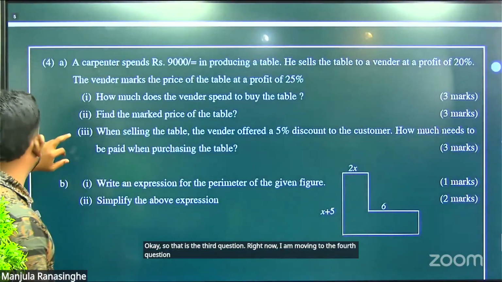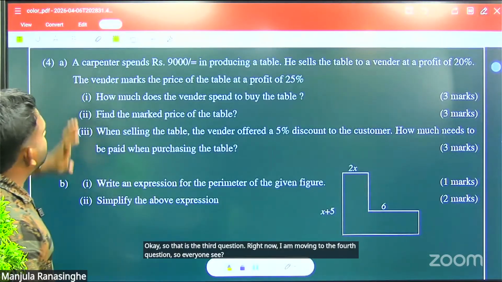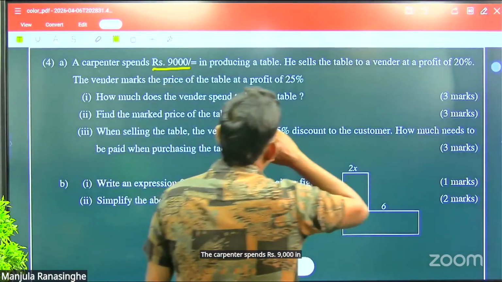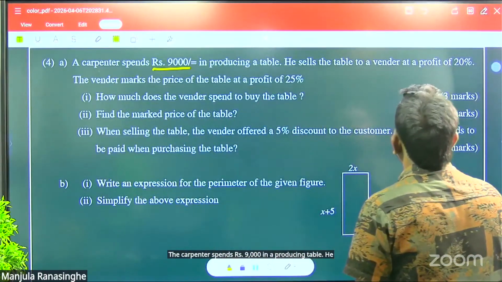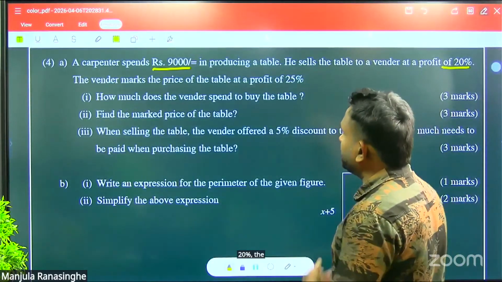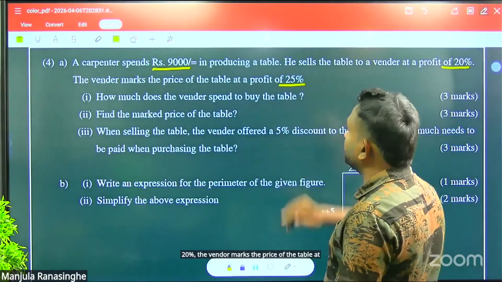Everyone see: a carpenter spends rupees 9,000 in producing a table. He sells the table to a vendor at a profit of 20%. The vendor marks the price of the table at a profit of 25%.